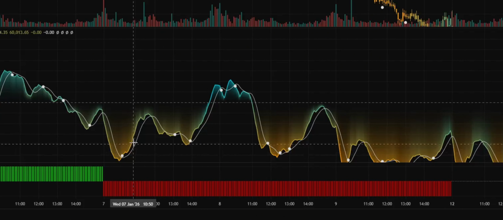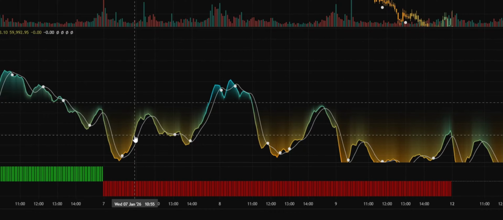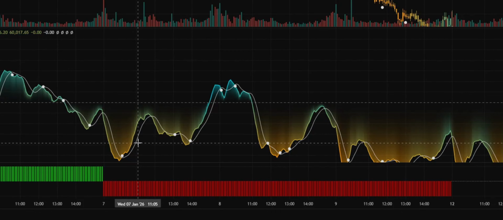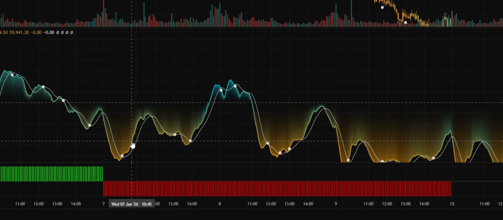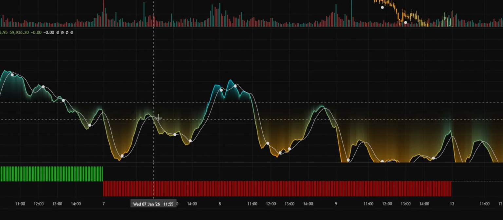Next, we will look at the Regression Slope Oscillator. In the Regression Slope Oscillator, there are two lines. First is the oscillator line, which is the colored line, and then there's a signal line, which is the white line. As you can see, the white line always forms a crossover.